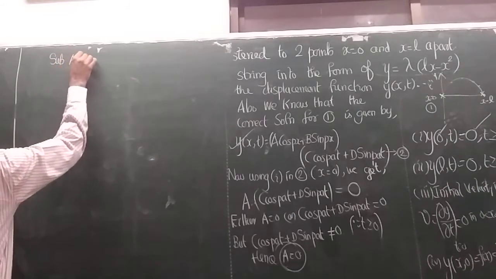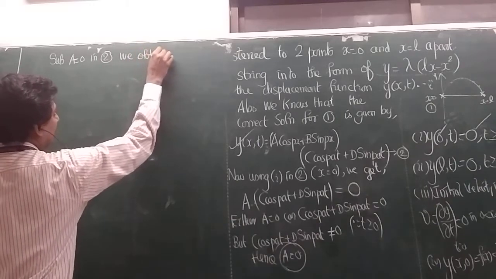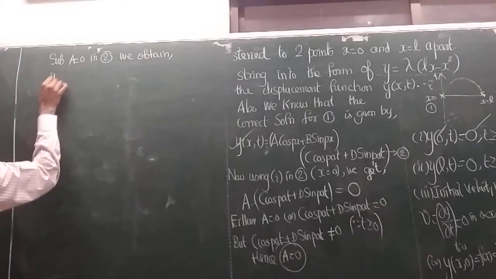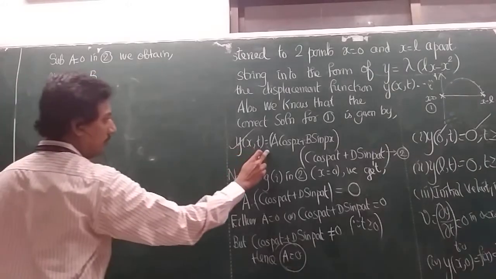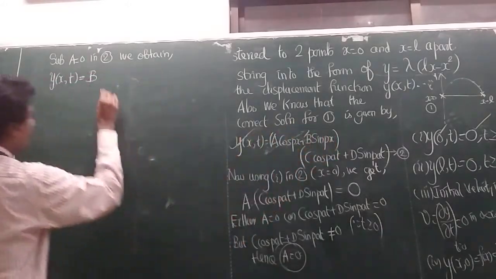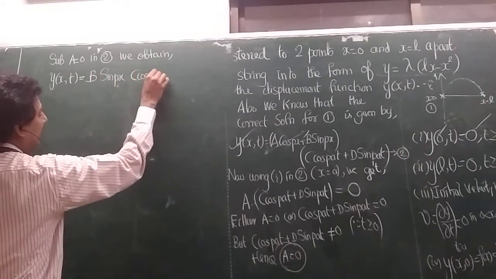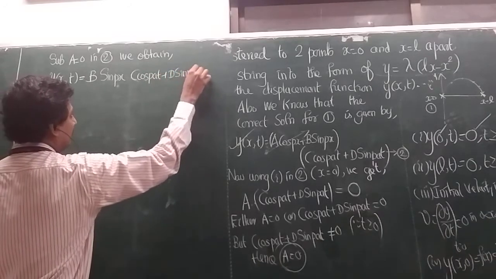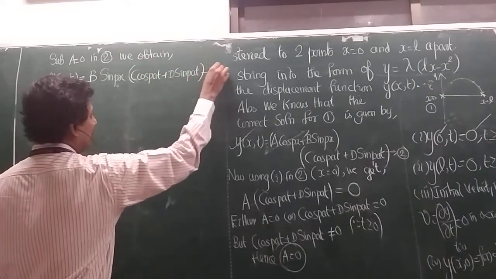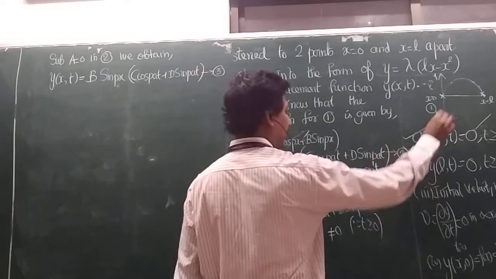Substituting a equal to 0 in equation number 2, we obtain the updated displacement function: y of x comma t is equal to b sin px into (c cos pat plus d sin pat). So this is equation number 3, the latest one. Is it clear? So the first condition we applied, and we get a equal to 0.